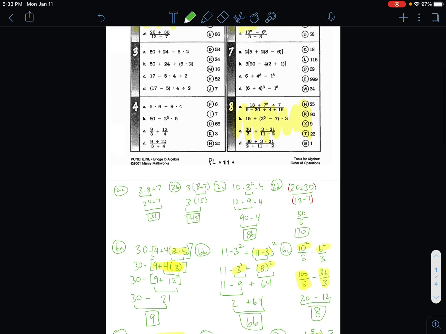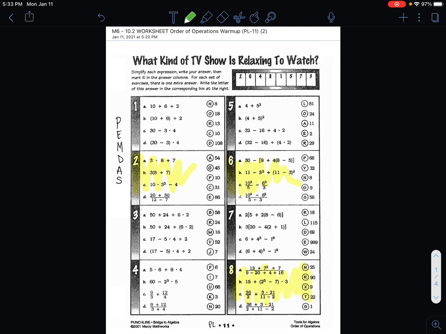Whew, that is a lot of stuff. So that is this worksheet. Go ahead and try the other ones on your own. Good luck.